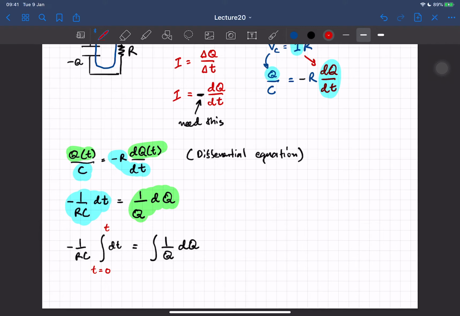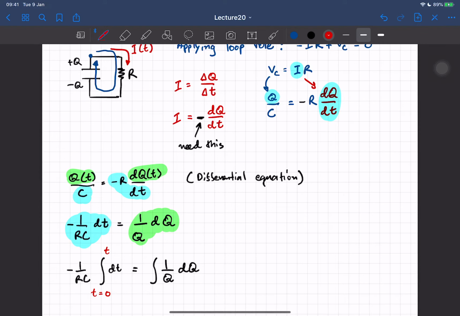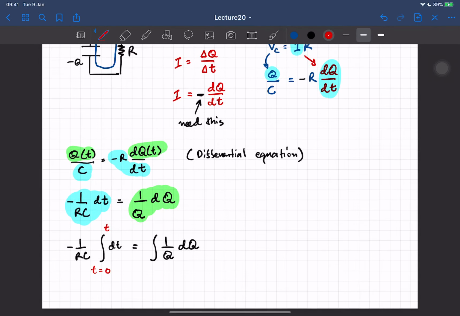Now at time equal to 0, there's going to be some charge on the capacitor. So that's what we call the initial charge, right? For example, at t equal to 0, there might be like 1 microcoulomb of charge on the capacitor. And then as time passes, that 1 microcoulomb will become less and less. So I'm going to write Q at t equal to 0 to be equal to what we call Q0. So that's the initial amount of charge.